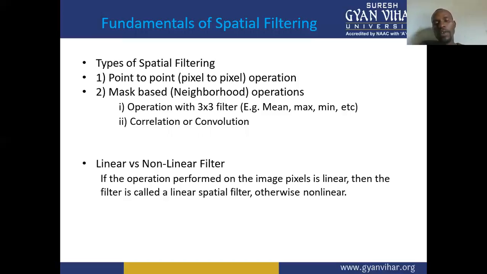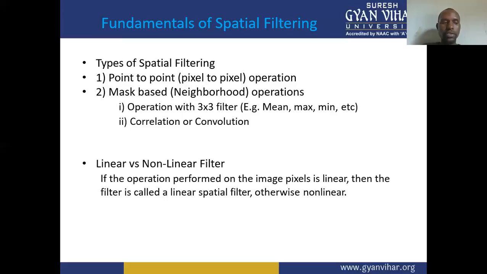Moving forward, we have two types of spatial filters. The first one is the pixel-to-pixel, commonly known as point-to-point operation, and the second one is the neighborhood, which is also known as mask-based operation. When we talk about neighborhood operations, two operations come to mind. The first is the operation with an n by n filter, also known as the order statistic filter. These include the mean, max, and minimum.